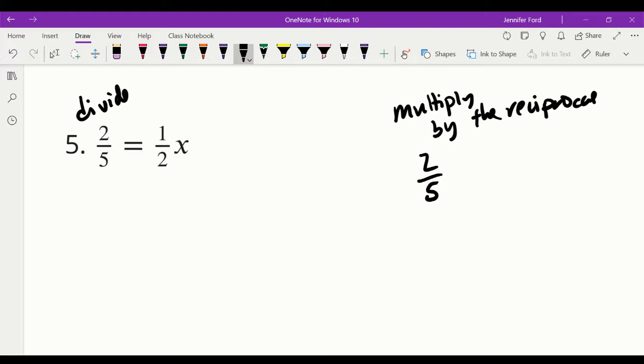Which is going to be 2/5 equals 1/2 x. So I'm going to do it both ways for you. My favorite way is the second way, but you could use either way if you want to.